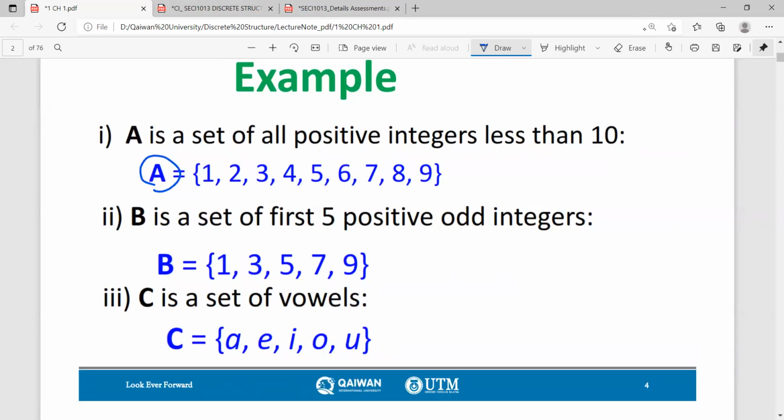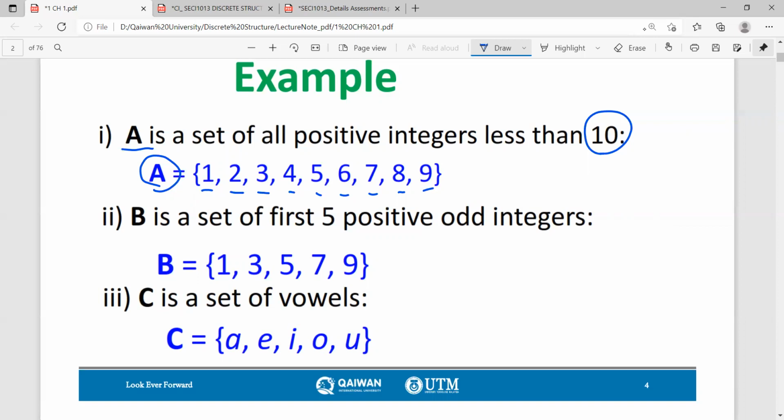For example, A is the set of 1, 2, 3, 4, 5, 6, 7, 8, and 9. And also it could be given as A is the set of all positive integers less than 10. So you should know what the integer numbers are. The integer numbers are 1, 2, 3, 4 up to infinity, then -1, -2, -3 up to -infinity, and also 0. These numbers all together are called the integer numbers.